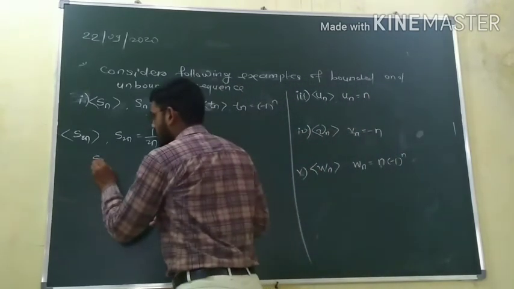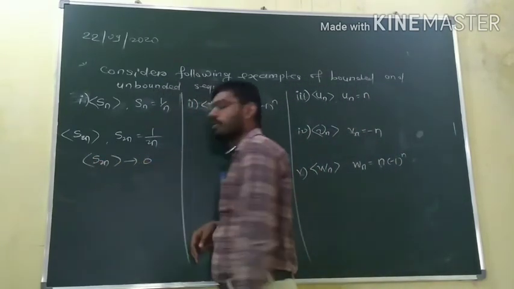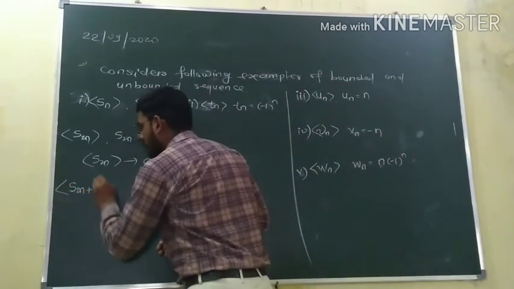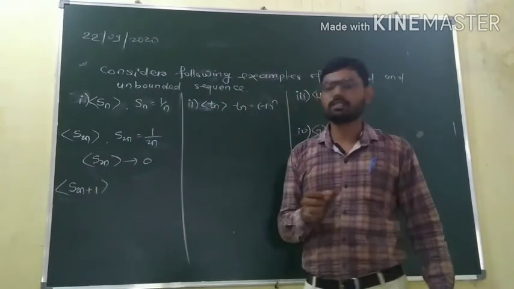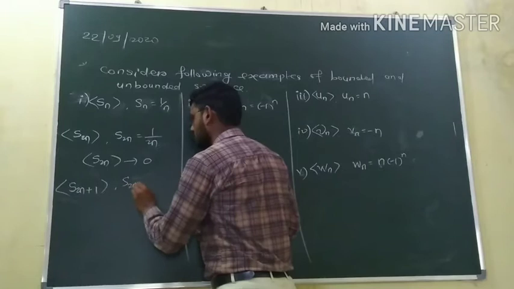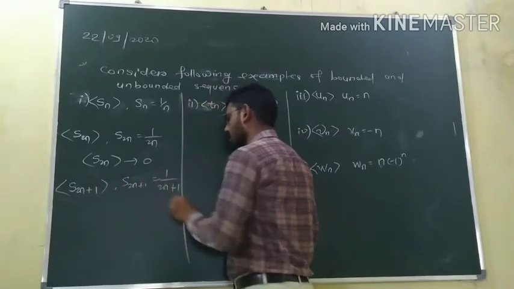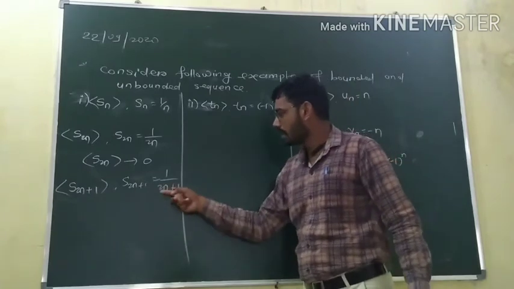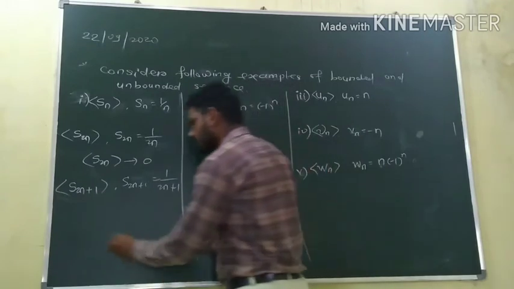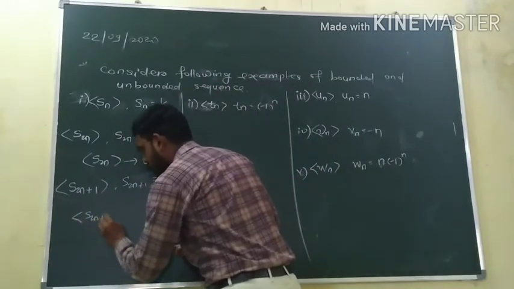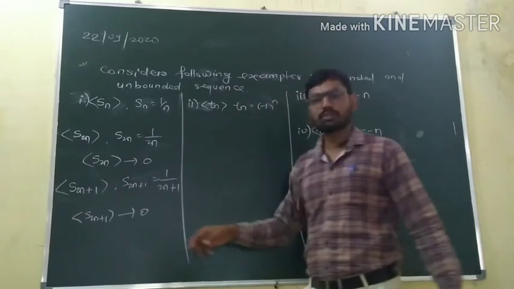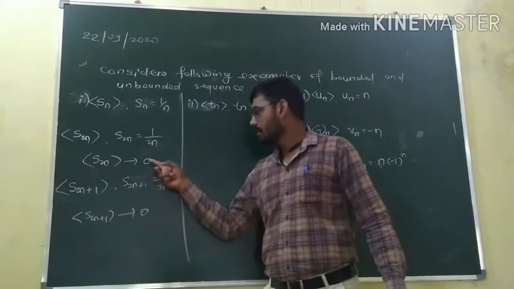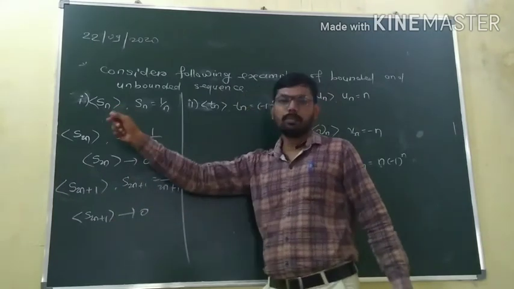So this subsequence S2n has a limit 0. Similarly, the subsequence derived by taking only odd position elements has nth term 1 upon 2n plus 1. Also as n tends to infinity, 1 upon 2n plus 1 also tends to 0. So this subsequence S2n+1 also has a limit 0. So both subsequences S2n and S2n+1 have a limit 0. Thus the sequence Sn has a limit 0.